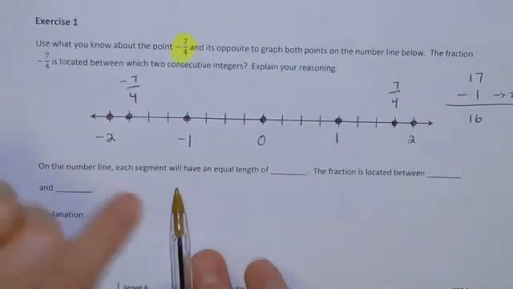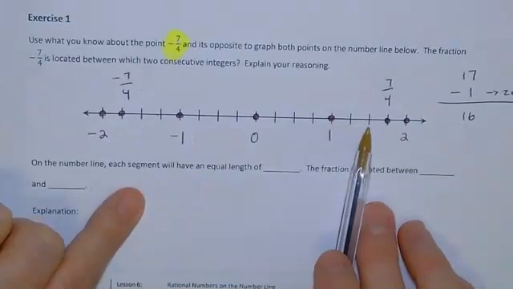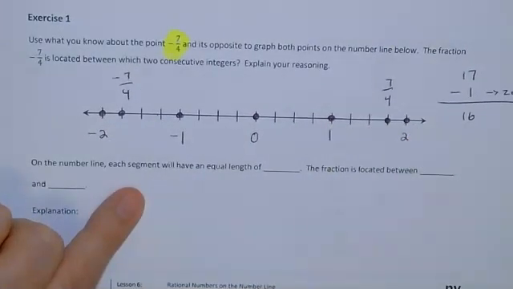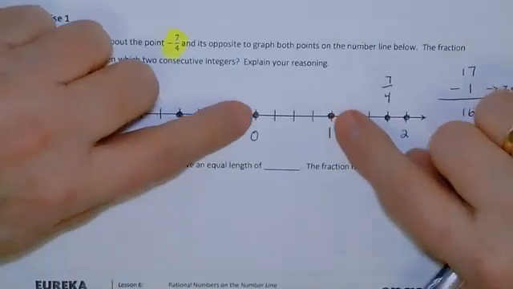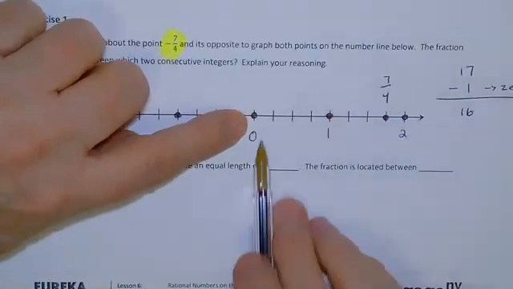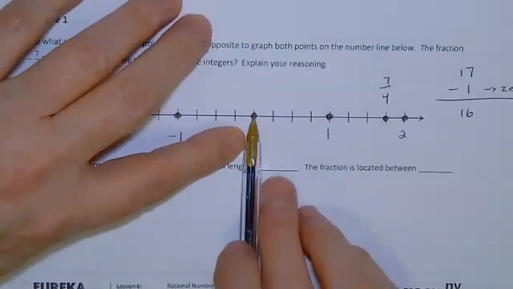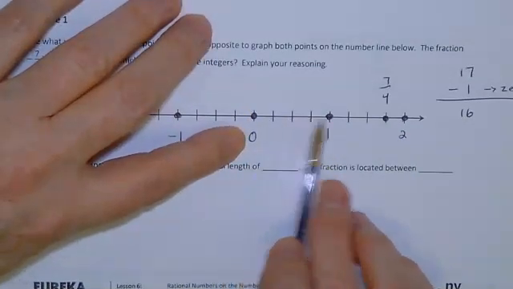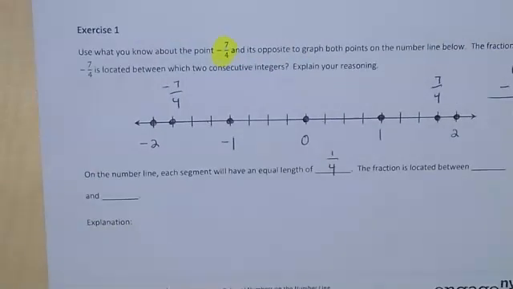On the number line, each segment will have an equal length of, what did we say each of these spaces equals to? Not 4. It's less than 1, isn't it? From here to here is less than 1. 1, 2, 3, 4. We divided it into 1/4. Remember, the 4, the denominator is always how many equal spaces there are.